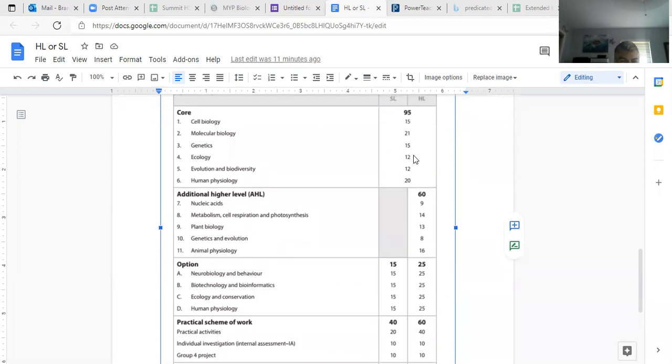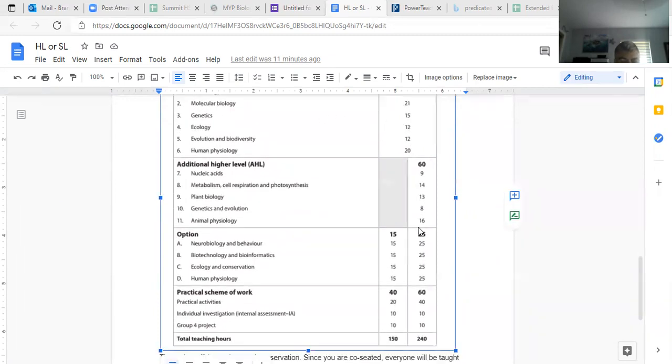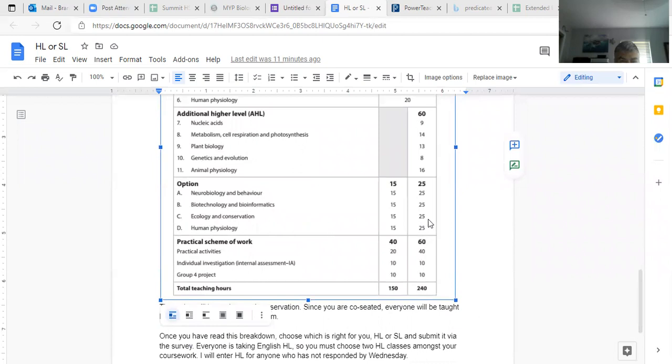So ecology here is 12 hours plus 25 hours. That's 37 hours. Let's just round up and say that's almost 40 hours, about 25 class periods. So that's going to be long. That's going to be about 10 weeks for just ecology and conservation.